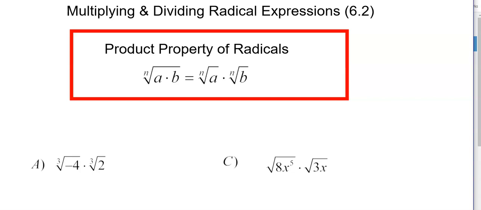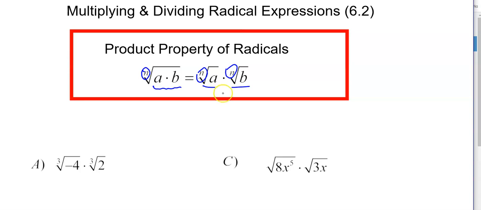Okay, so for this one, you're allowed to take what's inside of a radical and break it up into two separate radicals, if those things are being multiplied. So if they're being multiplied, you can definitely do that. In this case, sometimes it's advantageous. Again, the roots have to be the same. So like if it's third root, it has to be third root and third root here.